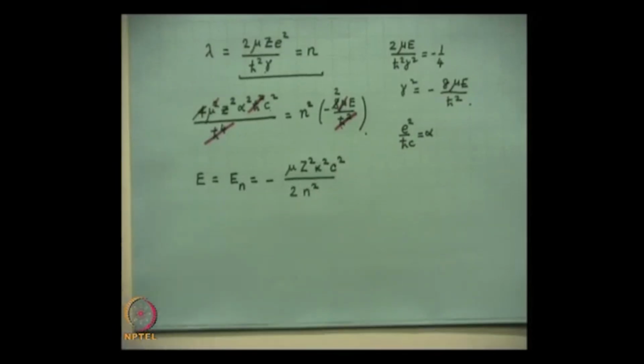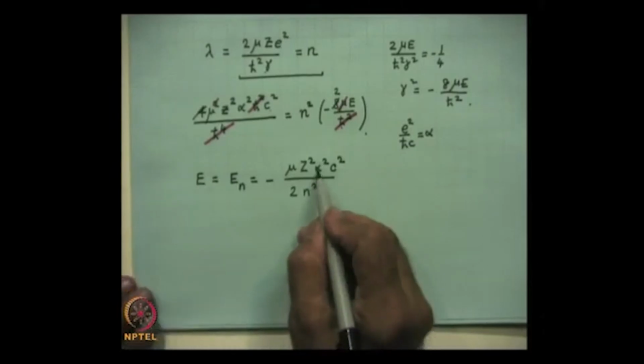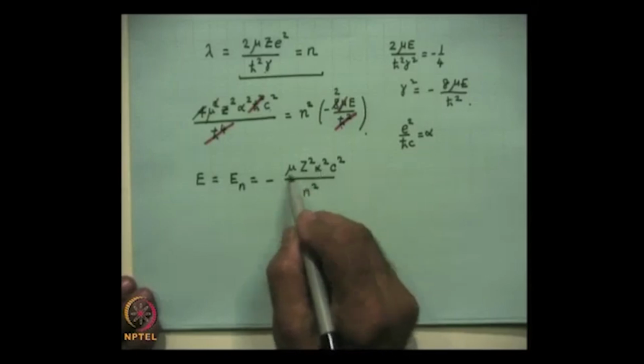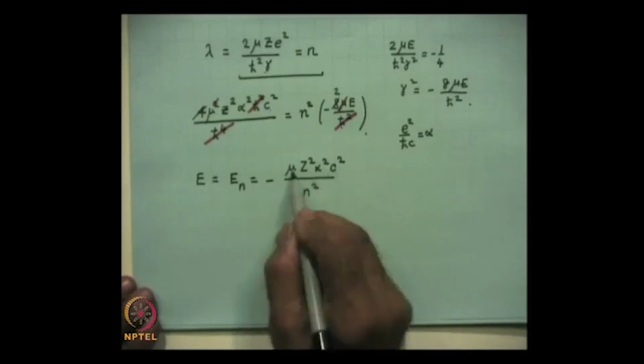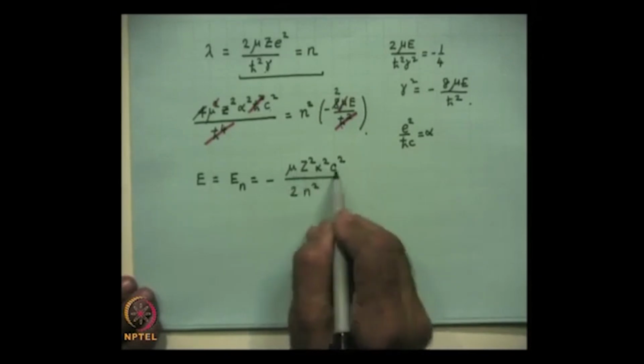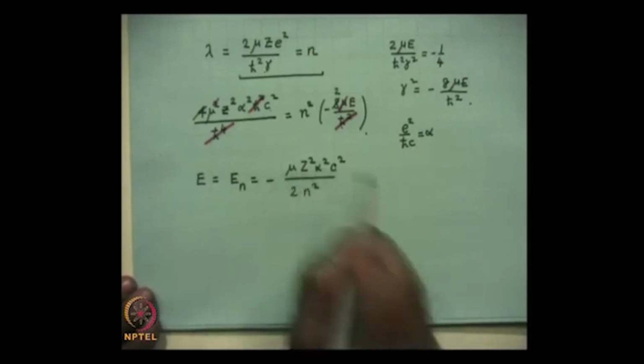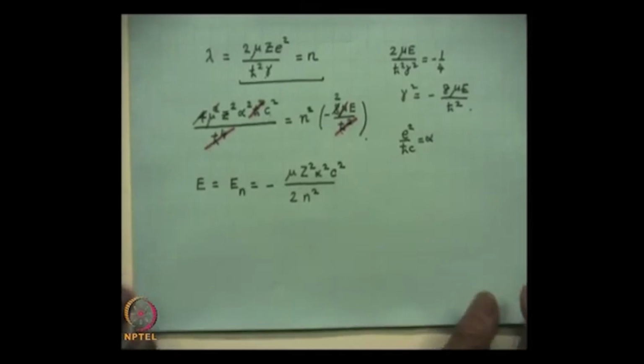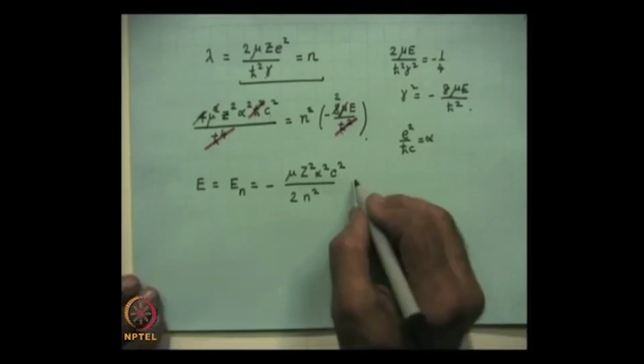You must check the dimensions. Alpha is a dimensionless parameter, Z square is a dimensionless parameter, and mc square, as you know from Einstein's equation, is energy. So, this is energy. So, that is all right. So, this quantity is energy.